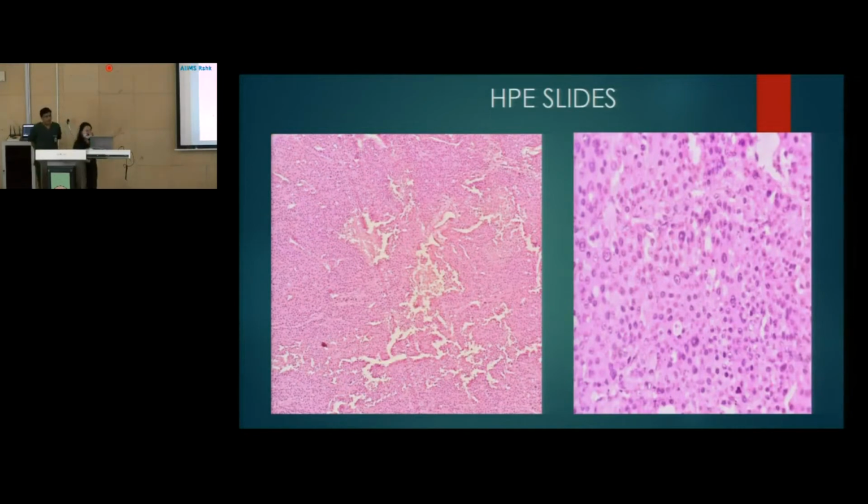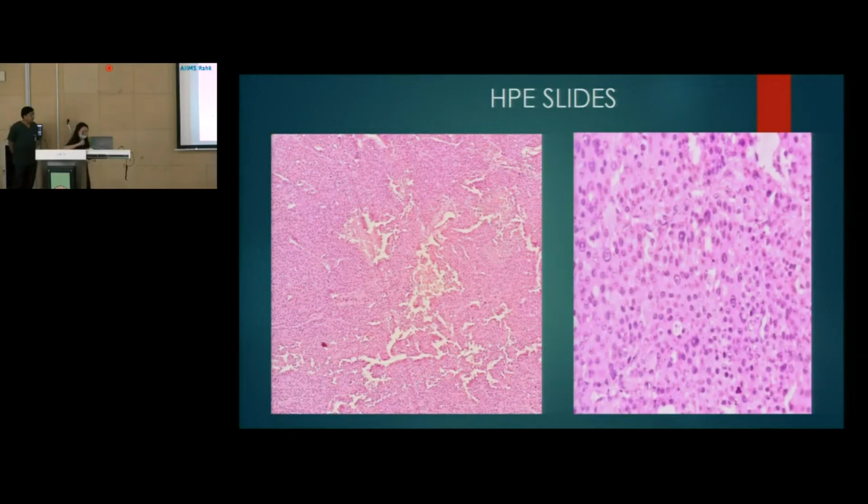The first picture is from the H&E staining of this tumor, and this is the 10x power. We can see the cells arranged in a diffuse sheeting pattern. And the second picture is the 40x view, the same picture in the 40x view.